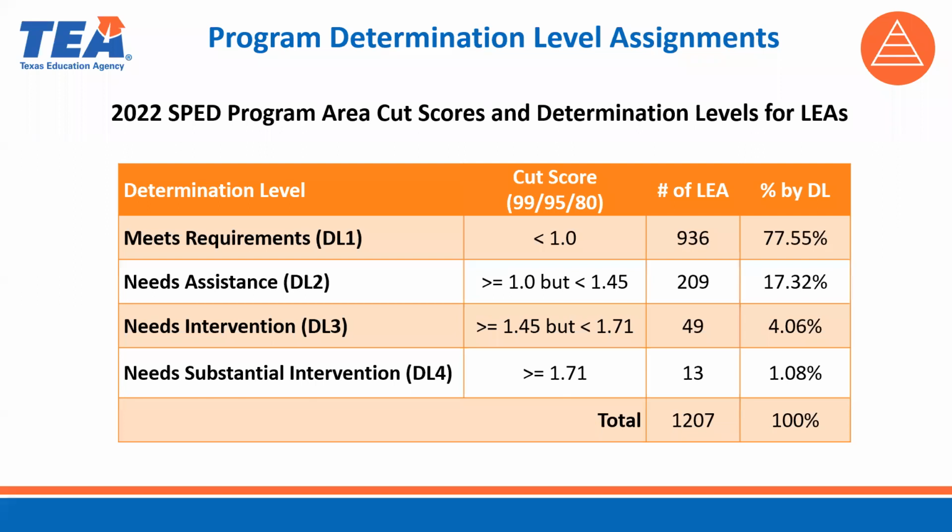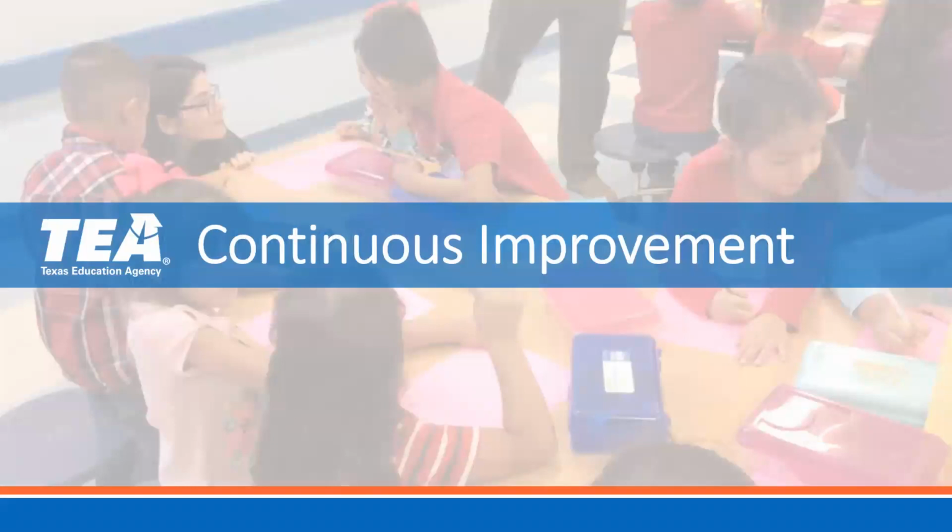DL3s have PL mean values greater than 95% of the PL mean values. DL2s have PL mean values greater than 80% of the PL mean values. And DL1s meeting requirements have PL values at or below 80% of the PL mean values. All LEAs have been assigned a determination level for the SPED program area. Now, let's discuss the continuous improvement intervention requirements and supports.